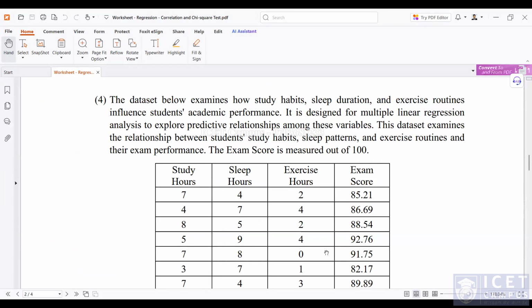One is study habits, actually study hours. Second one is sleep duration. Third one is exercising hours, and the other variable is exam score. Then the first three, study hours, sleep hours, and exercise hours, are independent variables, and the last one is the dependent variable there. So we'll see that.